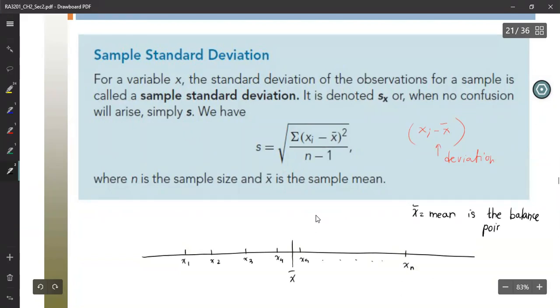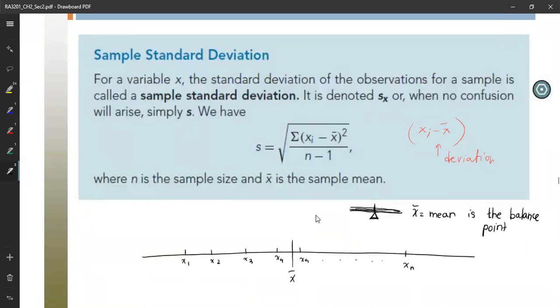Mean is called the balance point. That means if you put a small bar on a certain fulcrum, like a seesaw that goes up and down, where this bar will balance, that is called the mean. So mean is the balance point of a data set.